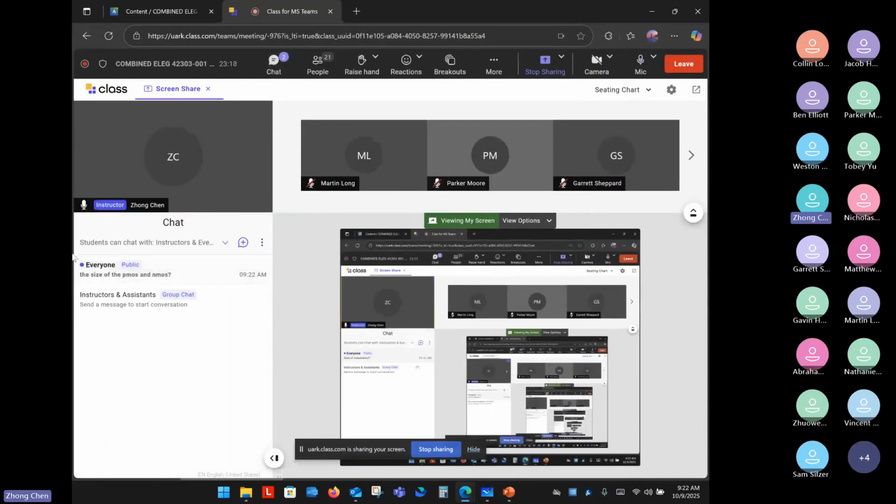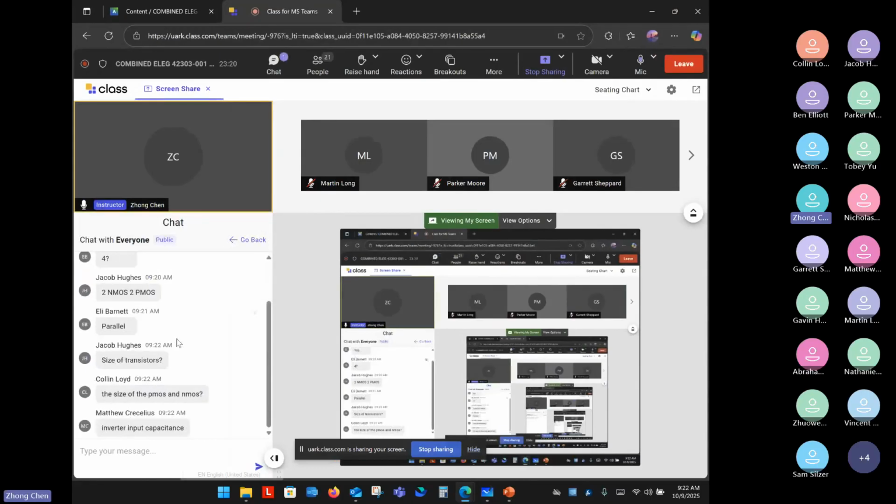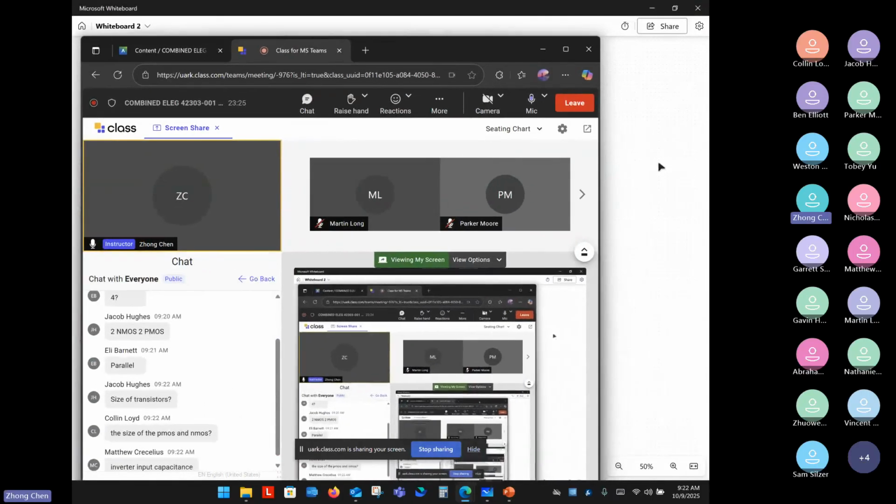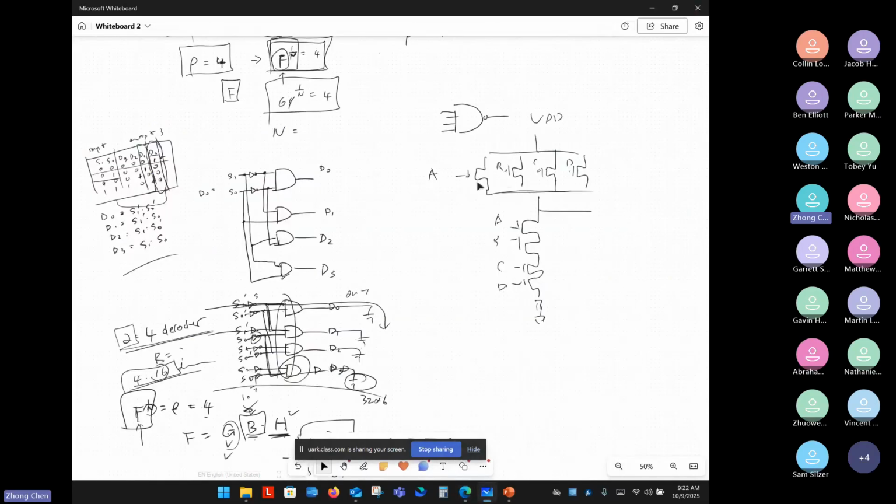Yes, the size of the PMOS and NMOS. Great. Then you can calculate the input capacitance here, and then compare that to the inverter, which delivers some amount of current. Typically, it's the unit-size inverter, which delivers some amount of current.